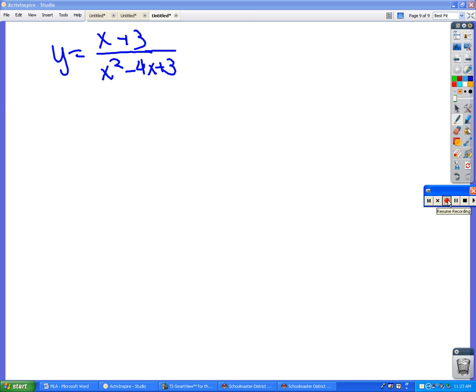Because the x plus 3 can cancel? No, the 3's can't cancel. You can only cancel when you are multiplying. Okay? And so that means that I have to change the bottom into, are you ready?